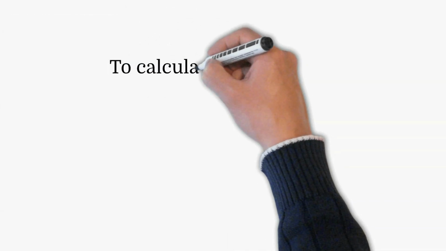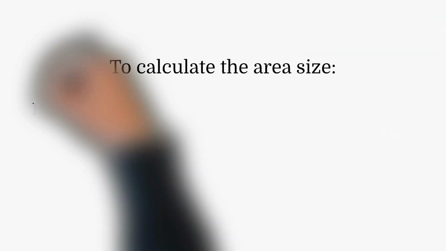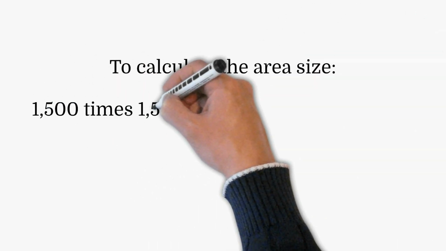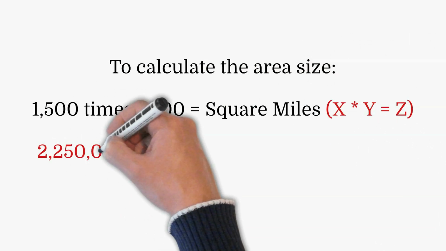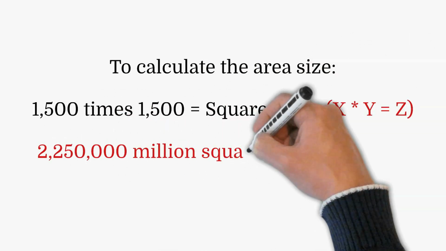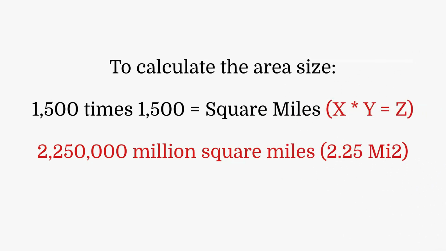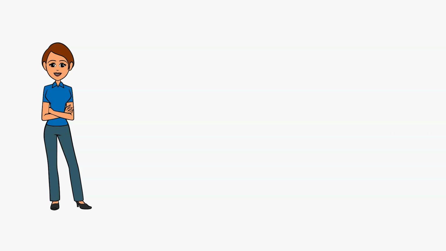To get the square miles of New Jerusalem, we must multiply 1,500 by 1,500. The square mileage of New Jerusalem is 2,250,000 square miles. If the city of New Jerusalem is that large, then we know that New Earth must be very large indeed.